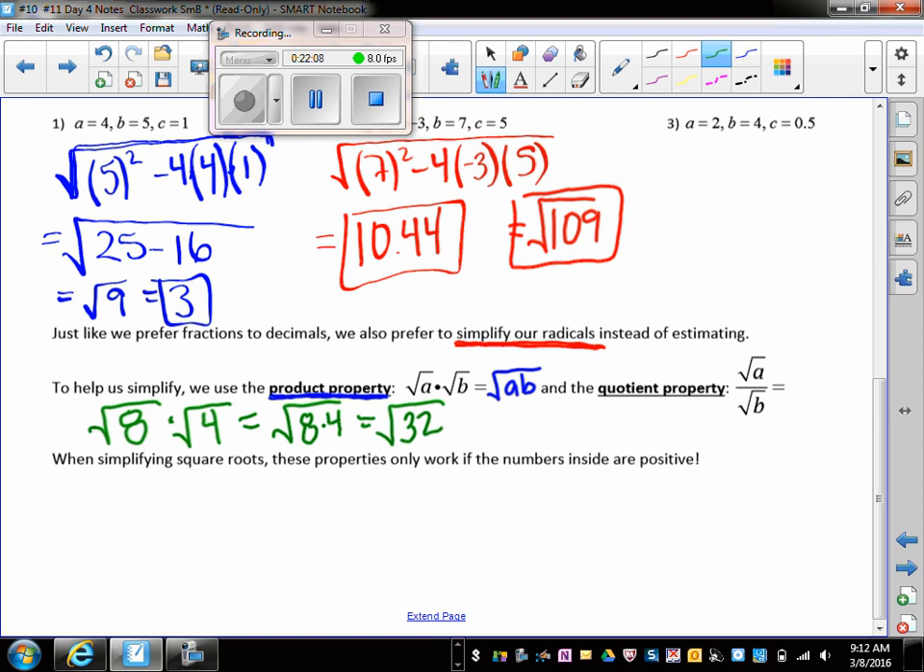So again, as long as your index is the same, we just multiply what's underneath together. So we get square root of 8. So that's our product property. Now the quotient property.